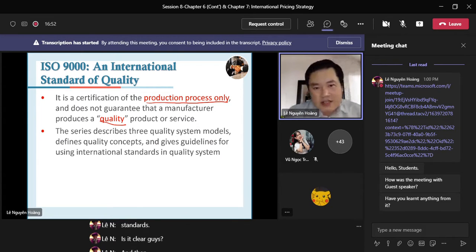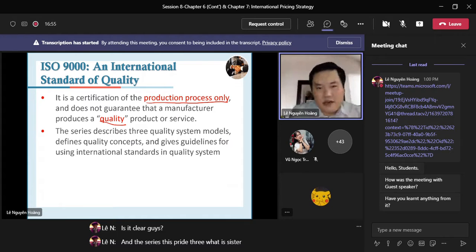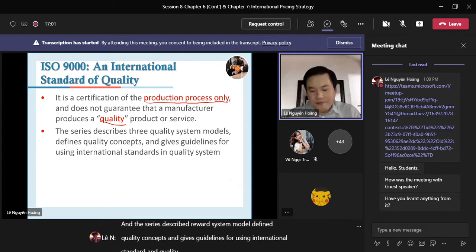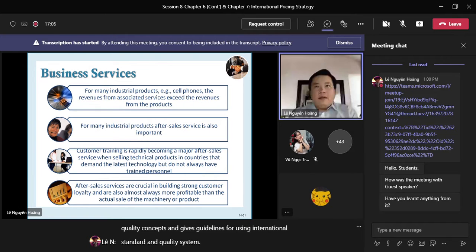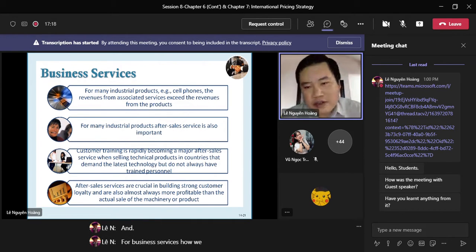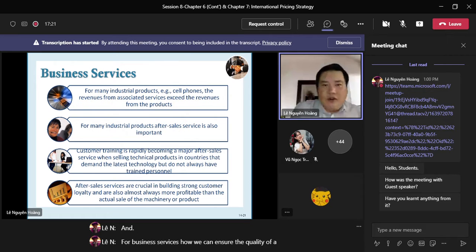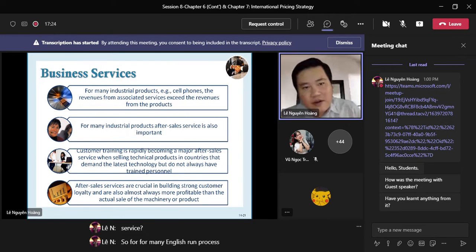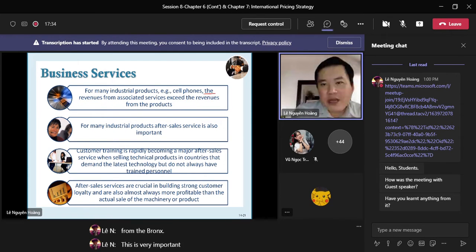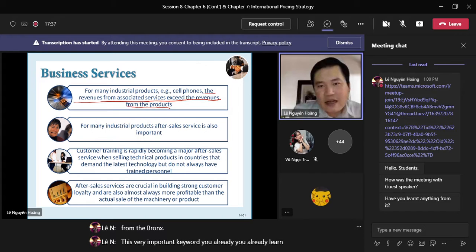And the series describes 3 quality system models, defines quality concepts, and gives guidelines for using international standards in quality systems. Okay, and for business services, how can we judge the quality of a service? For many industrial products, such as cell phones, the revenues from associated services assist the revenue from the products. This is a very important keyword. You already learned this in principles of marketing.